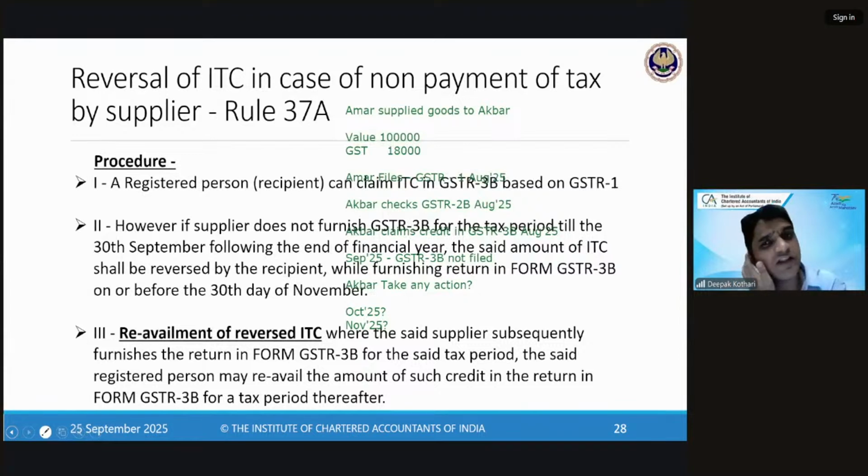Why does the recipient have to check that the supplier has filed or not? Because the condition, Jaya Kumari, says that the supplier has to pay taxes. All these conditions have to be satisfied. If you have to claim the input tax credit, it is not easy for you. So all the six conditions you have to satisfy. The fifth condition says that the supplier has to pay taxes to the government. That is the reason he will have to check whether the supplier has filed the return or not.